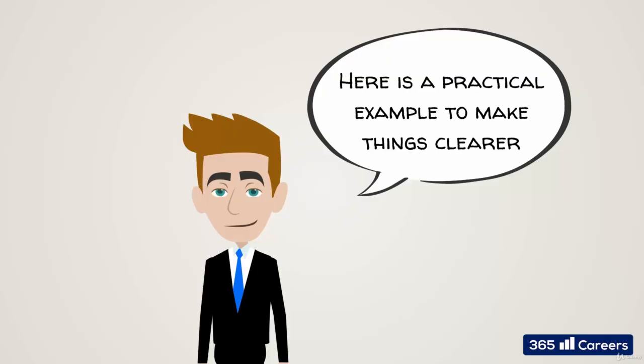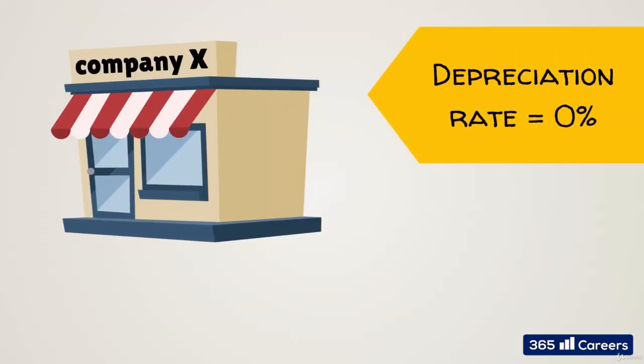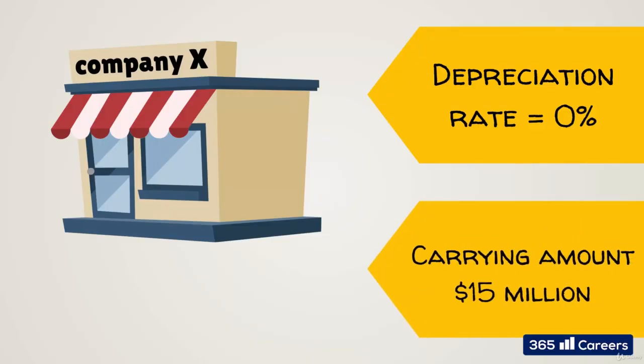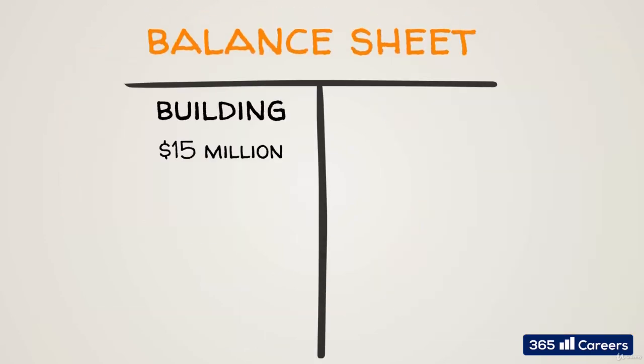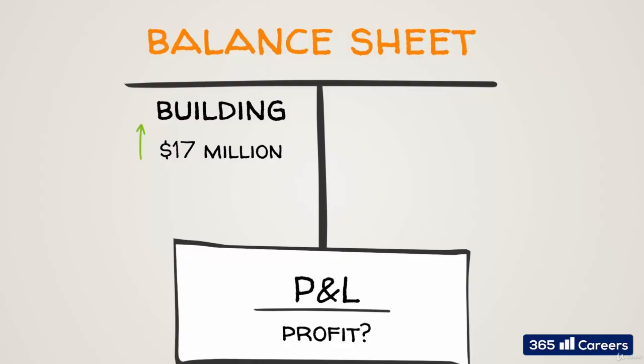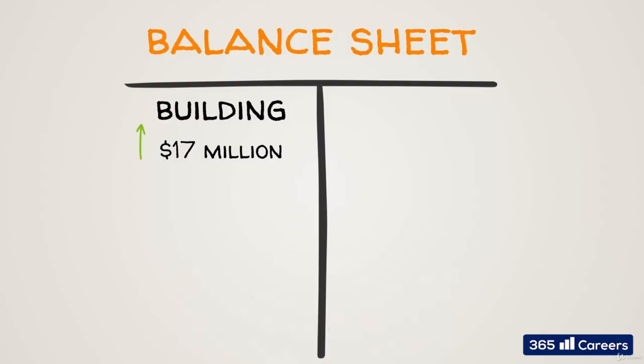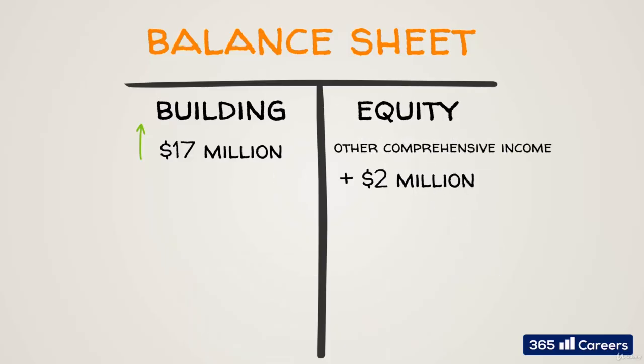Okay, let's consider a practical example to make things clearer. Company X owns a real estate building. For simplicity, we'll assume a zero depreciation rate. The building's carrying amount on Company X's balance sheet is $15 million. However, in 2017, the building is valued at $17 million. Okay? What happens? The company will update the fair value of $17 million on its balance sheet, right? Will it recognize a profit of $2 million? It won't. It will directly report an increase of $2 million in other comprehensive income in equity.